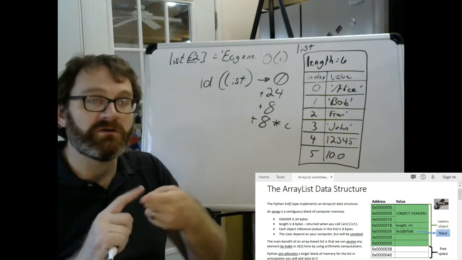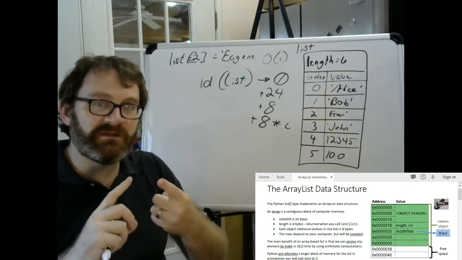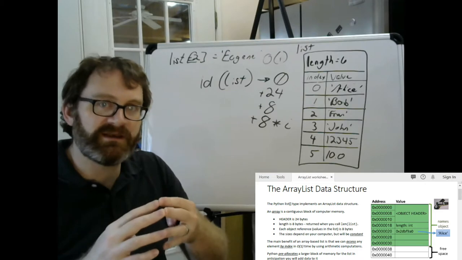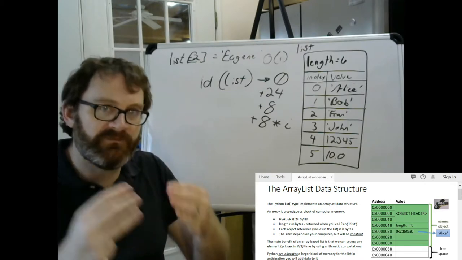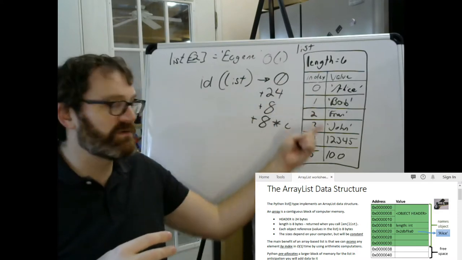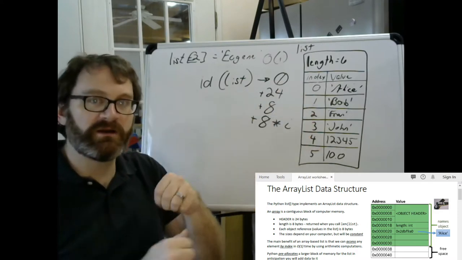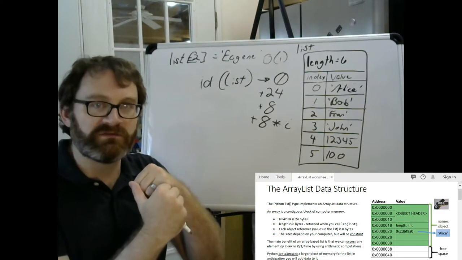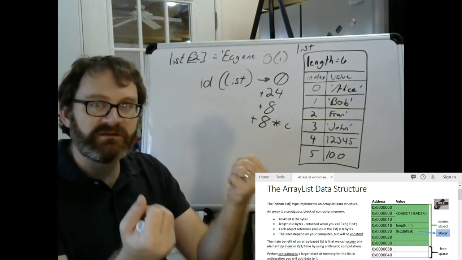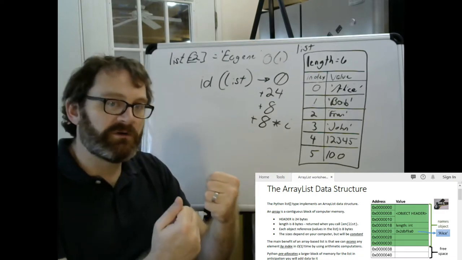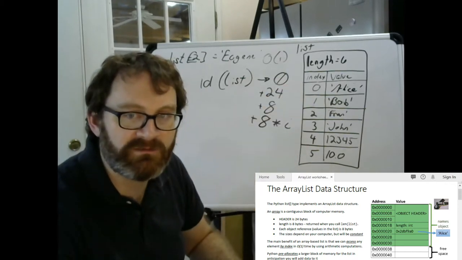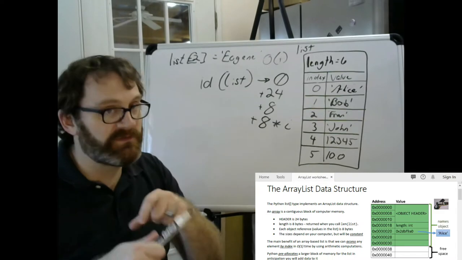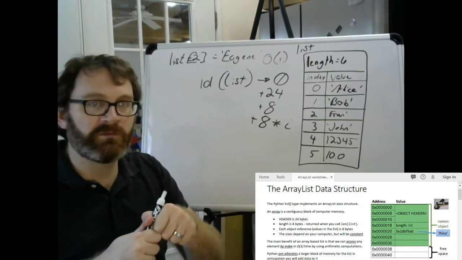So you really have to understand that the Python list, using an array-based list data structure, is not storing values at these points in memory, it's storing references to values in memory. That's why this works. The other reason why it works is that this block is contiguous. They are all packed in right after one another. If they're not packed in, the math isn't going to work out.